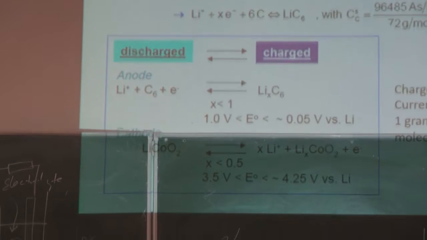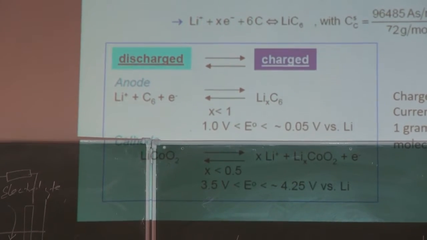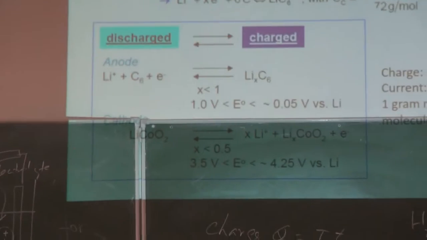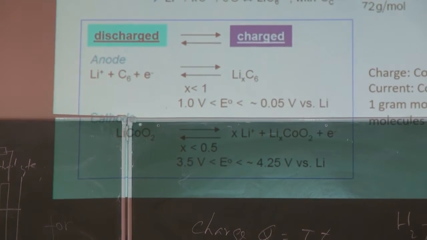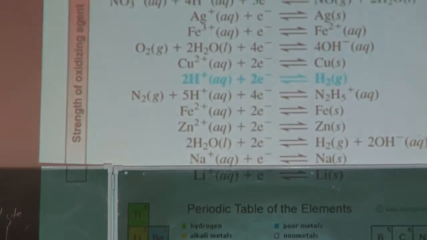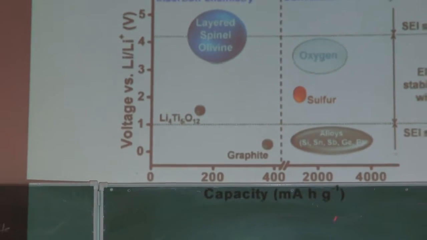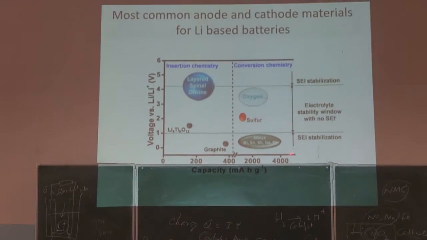But now, this is the original Sony battery, but now people use this NMC material. So then, since this one has these large numbers, why can't you use this one?